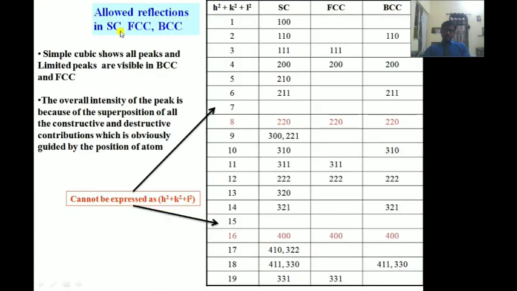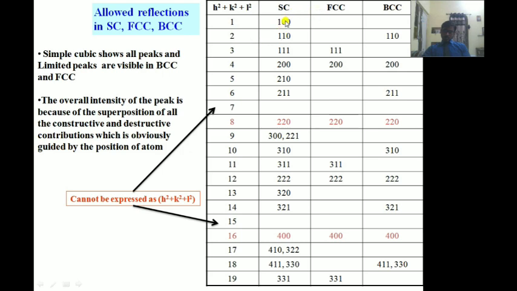So these are the allowed reflections from the simple cubic, face centered and body centered. If you observe the h square, k square and l square values, for the simple cubic, 100 is nothing but h is 1, k is 0, l is 0. If you put the value of h as 1, that is 1 square, k is 0 square, and l is 0 square. If you add 1 square plus 0 square plus 0 square, you will get 1. Here 1 square plus 1 square plus 0 is 2.